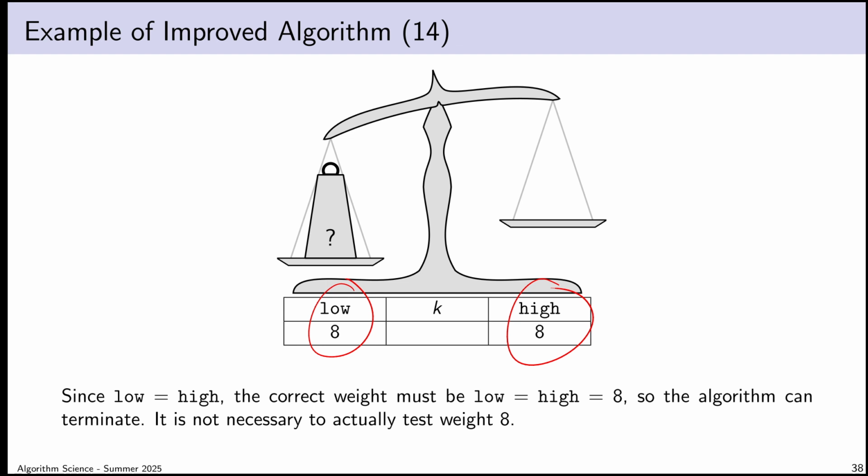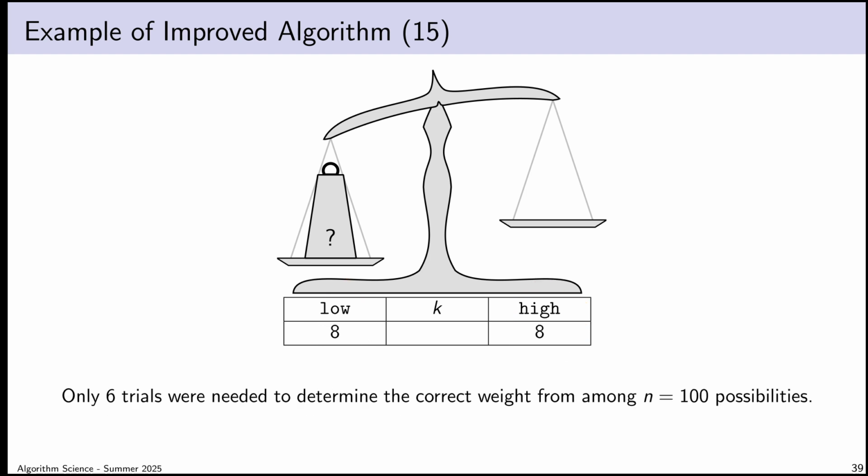I don't have to bother putting 8 on the scale to prove it because I know it to be the case. It's not actually necessary to test weight 8. So only 6 trials were needed to determine the correct weight from 100 possibilities. That's a really big deal.